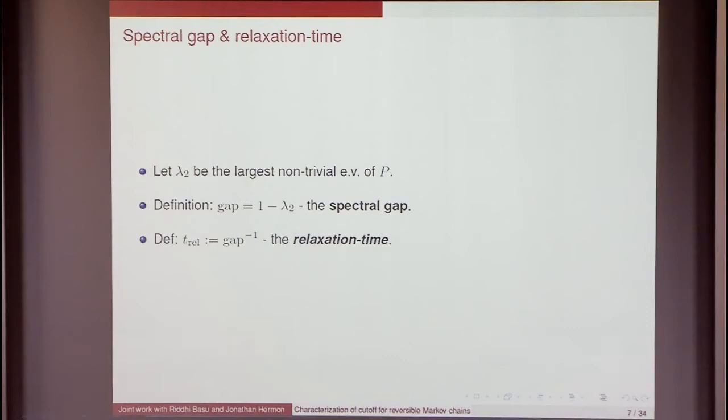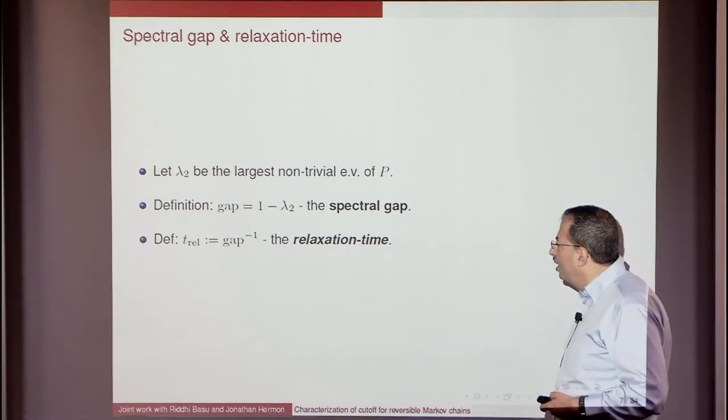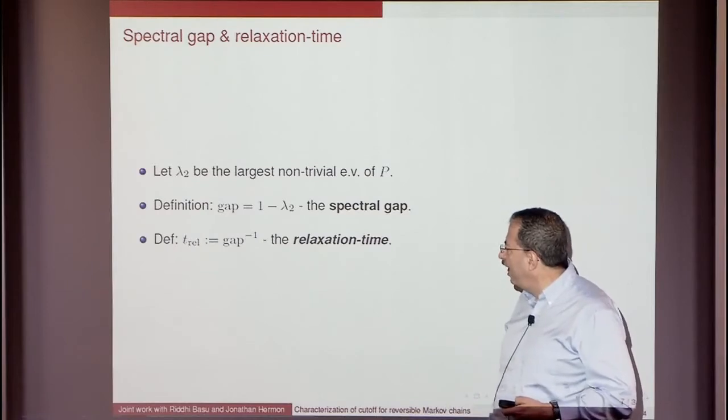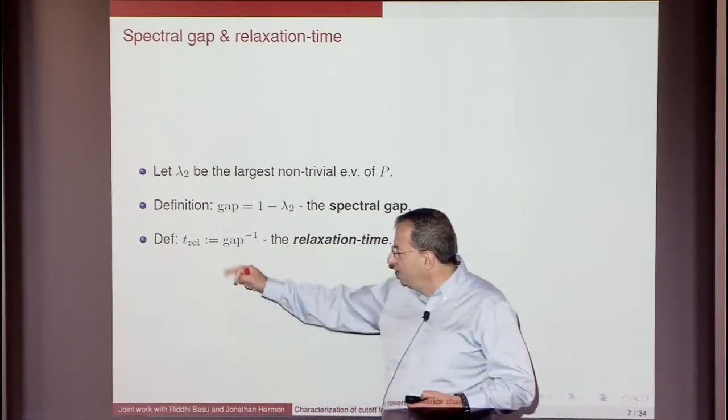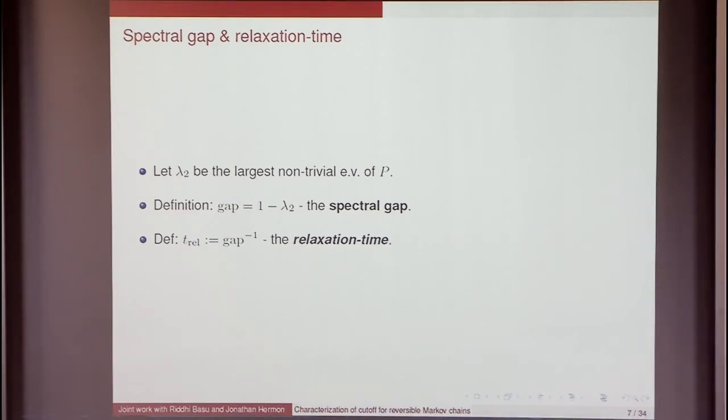Okay, so, well, this is a spectral graph workshop. So this is, 1 minus lambda 2 is the spectral gap. And following Aldous, we'll use the relaxation time notation for the inverse gap.